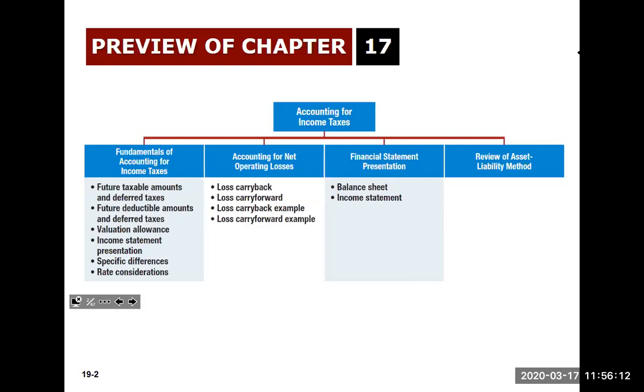And that difference has to be recognized as a deferred tax liability. It's a liability account, maybe short-term, maybe long-term. We'll get to that later. But a deferred tax liability. On the other hand, this second topic here is future deductible amounts, deferred taxes. That is for when you're paying more tax now and less tax later. Now, what situation might that be?